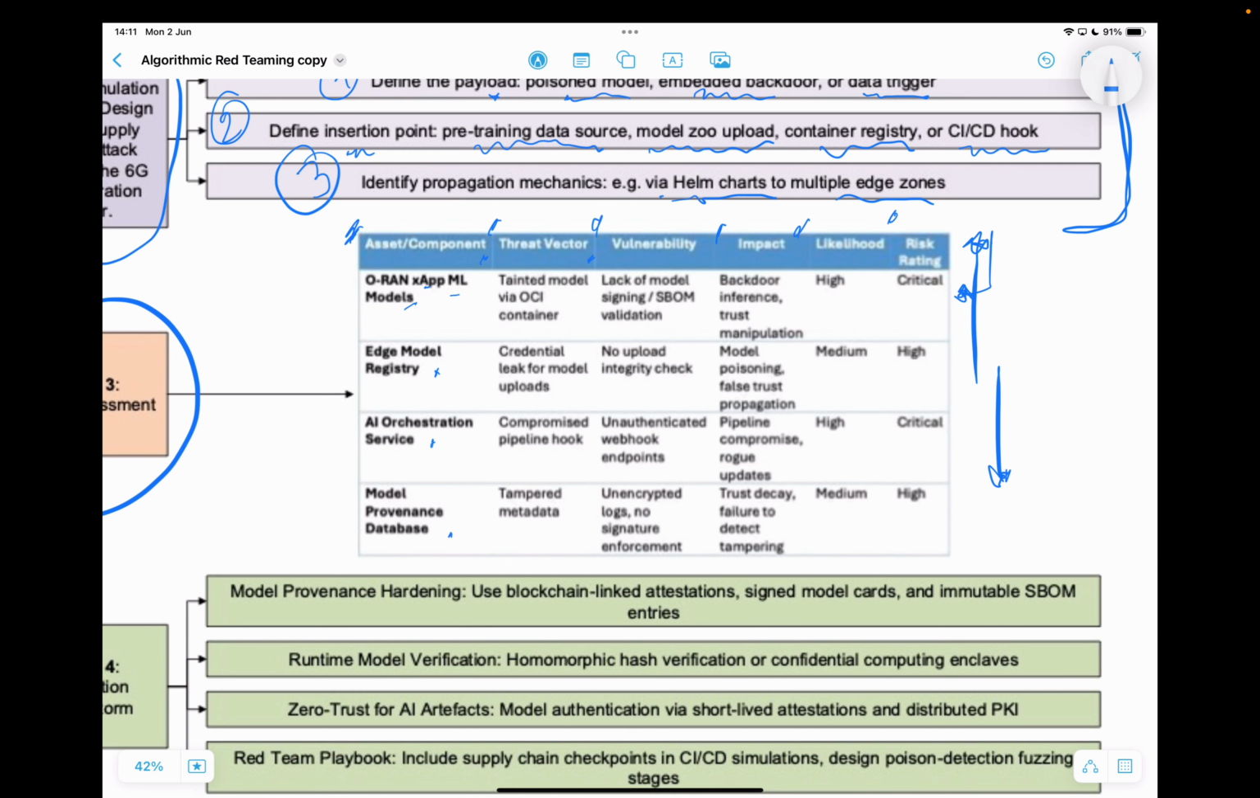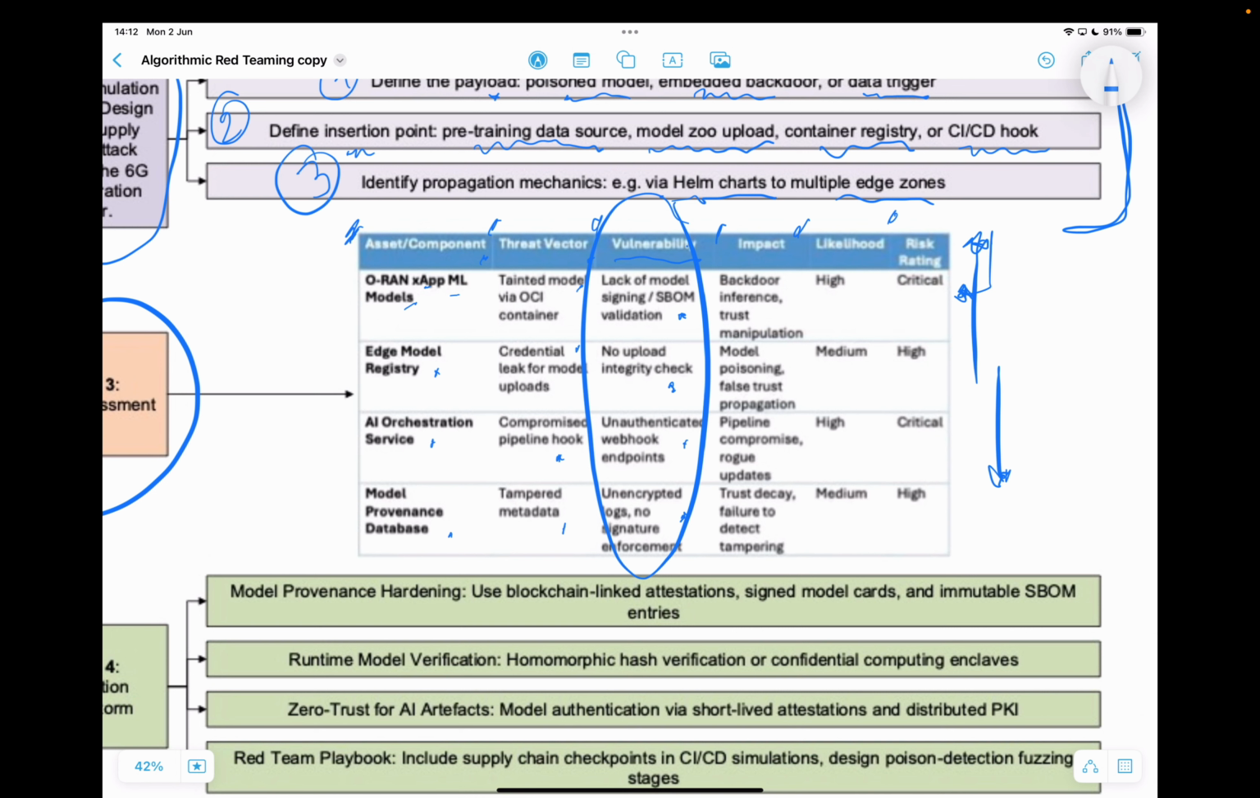Some of the threat vectors could be a tainted model with the OCI container. Another threat vector could be credential leak for model uploads. Another threat vector is a compromised pipeline hook or tampered metadata. The vulnerabilities here are, for example, the lack of model signing, and there's no SBOM validation. There are no upload integrity checks. There are unauthenticated webhook endpoints, unencrypted logs, no signature enforcement. So those are the vulnerabilities. If those vulnerabilities exist in our network, then we have a problem.